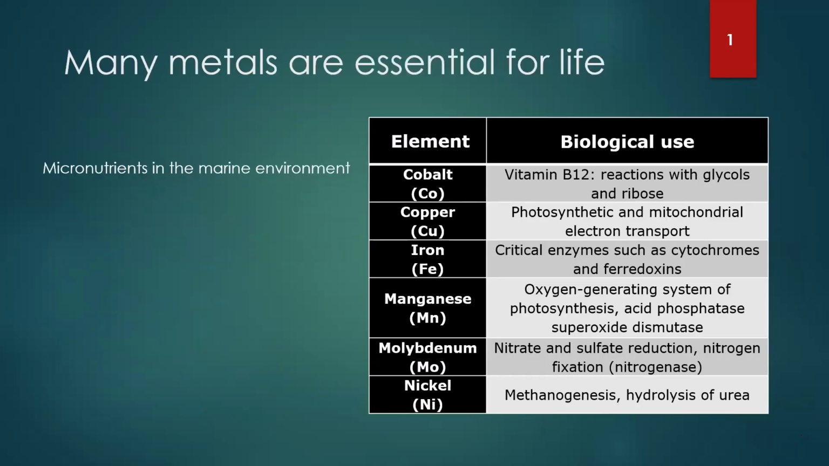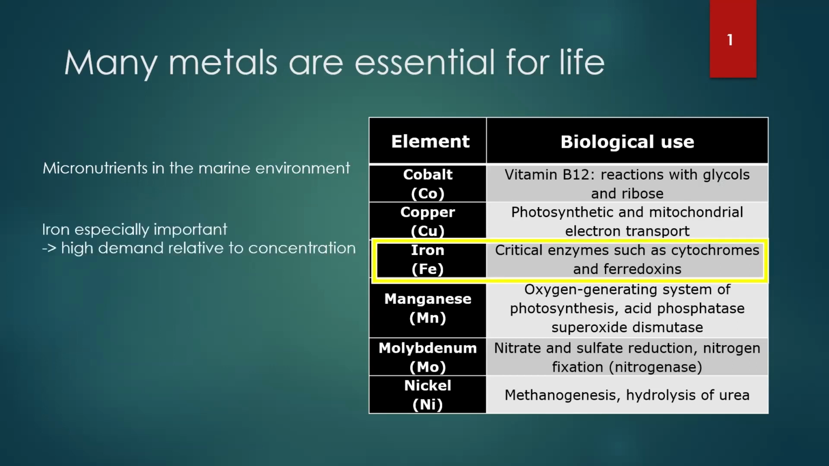So just a little bit of background on why I care about trace metals. Many of these metals are essential for life, and they're called micronutrients because they are required for a number of really important biological functions, but they exist at really, really low concentrations. So that's why they're called micronutrients. And iron is especially important. There's already been a lot of discussion about iron, so I am going to focus on that, but the other ones are important too, just maybe in more regional ways.